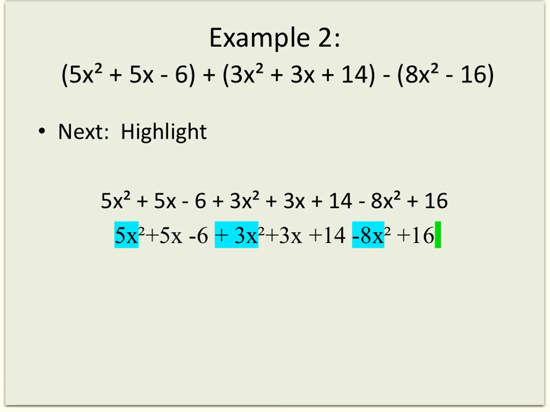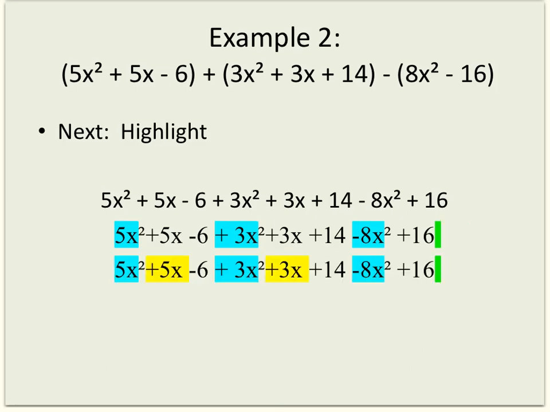Just ignore this little green blip right here. That was left over from when I was copying. All of my x squared terms are going to be highlighted in blue. You can highlight them whatever color you like. From there, I think I'll highlight my x terms. I'm going to highlight those yellow. Again, ignore the little green mark on the right.